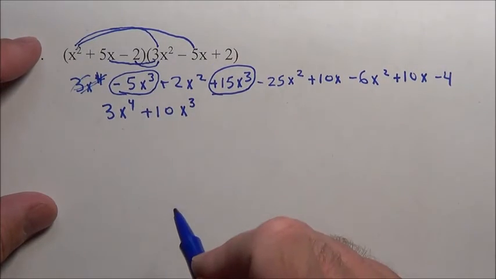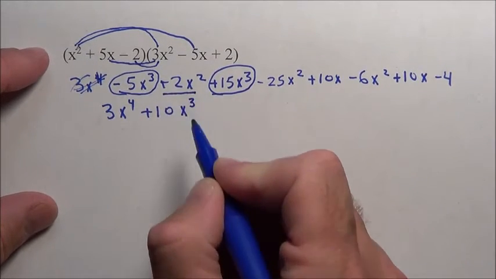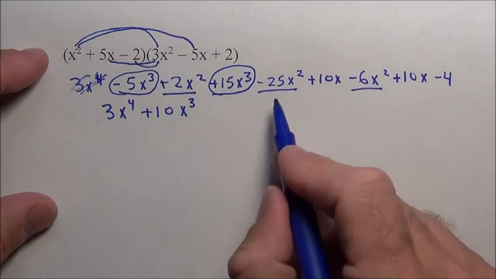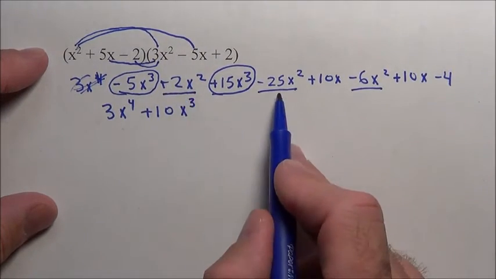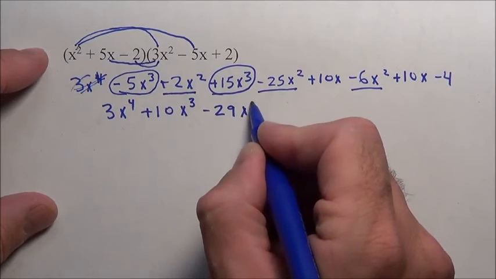We're simply adding them. Now, let's see the x squareds. There should be about 3 of them. 2x squared, lose 25x squared, lose 6x squared. We lost quite a bit, didn't we? We gained 2, then we lost 25. That's a loss of 23. Lose 6 more. You've lost a total of 29 of those x squareds.